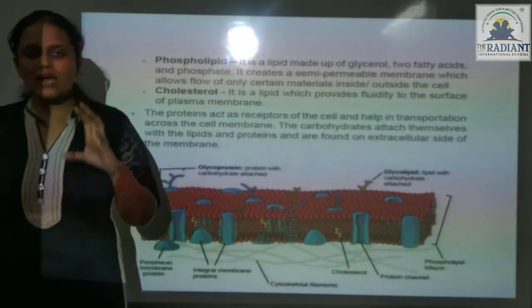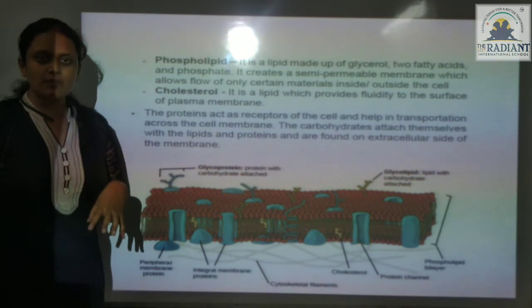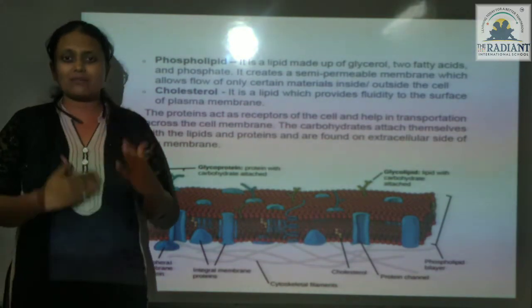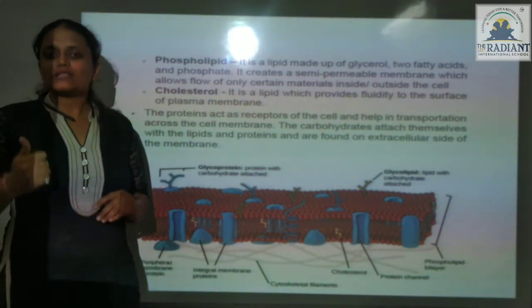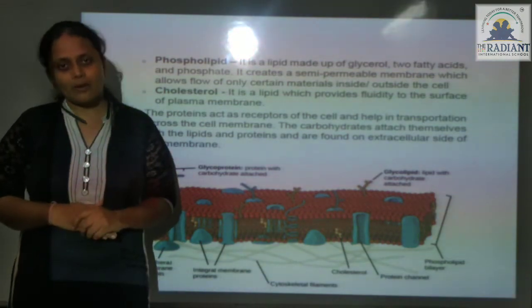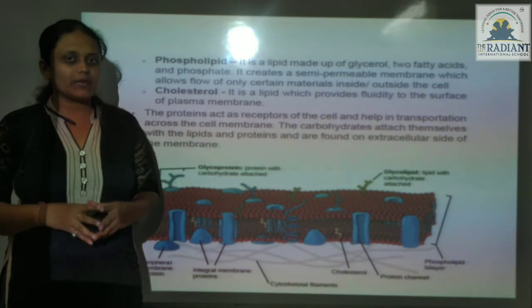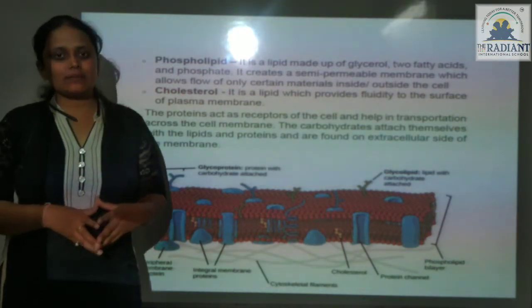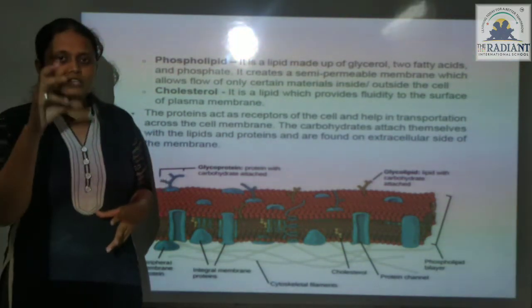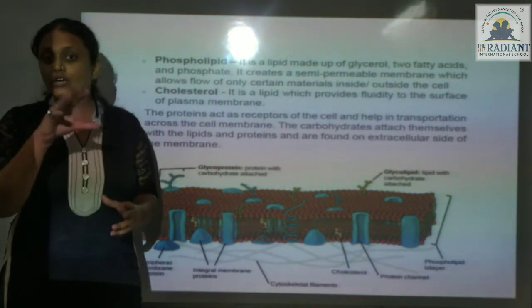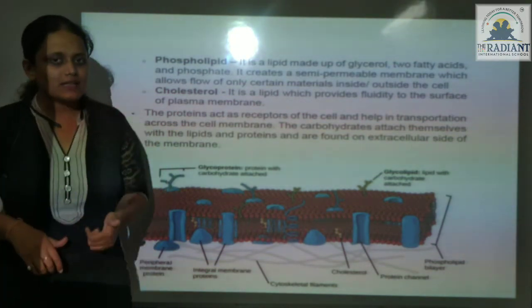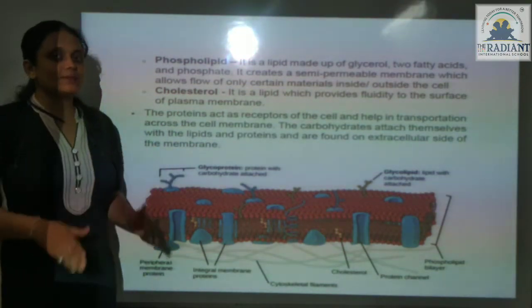So here, as we have seen, your plasma membrane has the function of semi-permeability, or we can say it is a selectively permeable membrane. If it is acting as a selectively permeable membrane, then how is it able to select the substances which are allowed into the cell or which are not allowed into the cell? By this we can get that it is the protein.